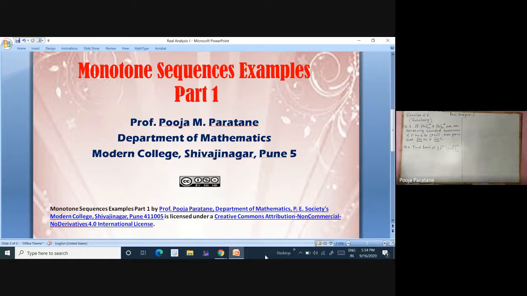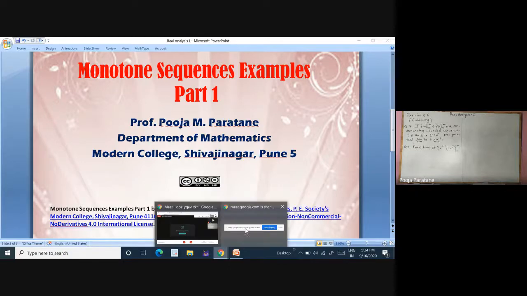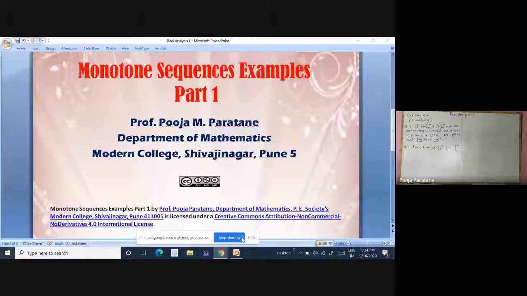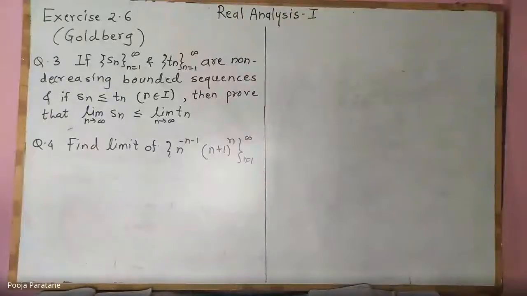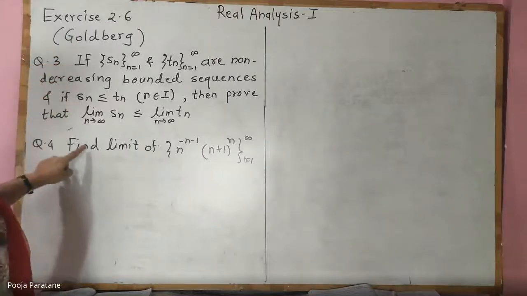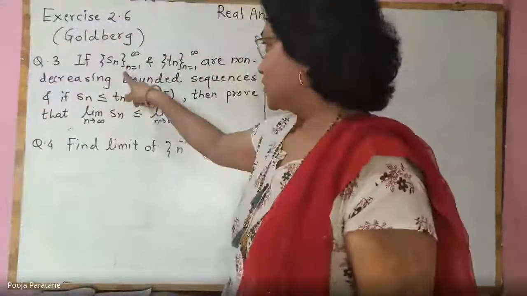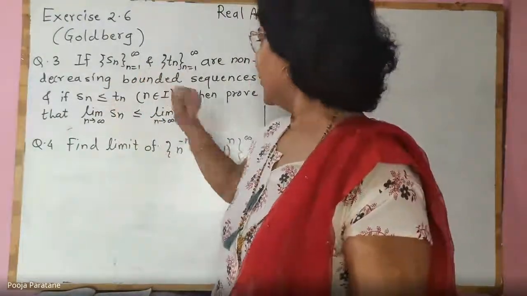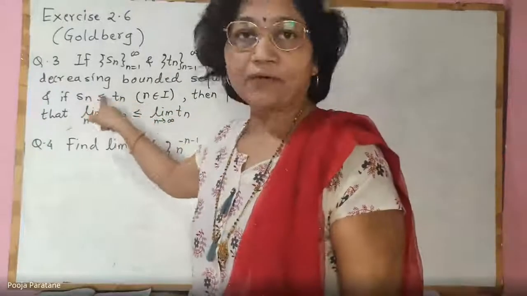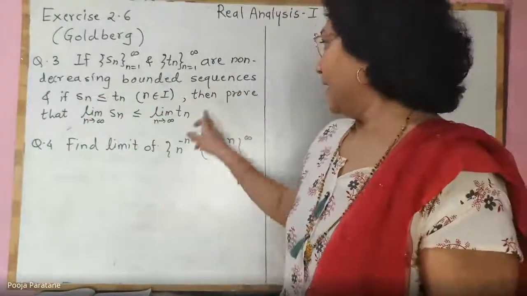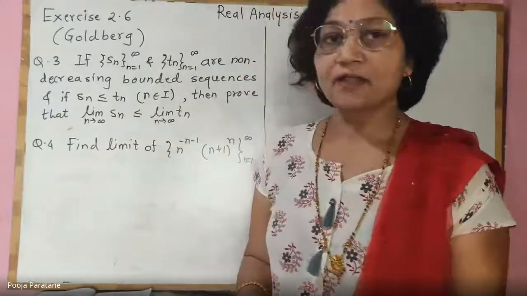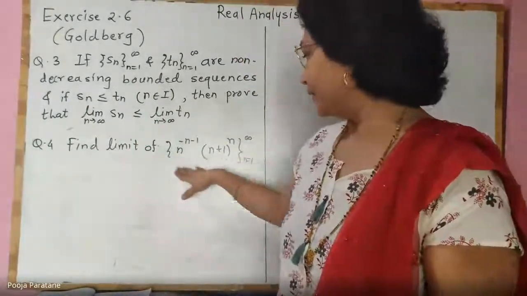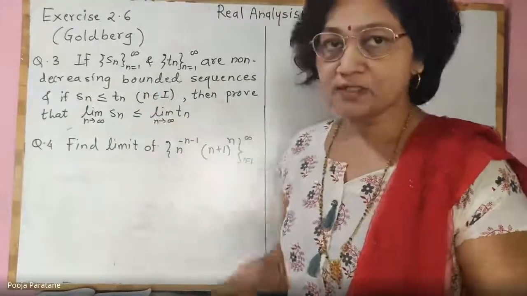Let us see this example. We are going to solve these two examples in this lecture. So in this first example, it is given that both sequences are non-decreasing as well as bounded. Also, one relation is given, that Sn is less than or equal to Tn, and we have to prove that limit of Sn is less than or equal to limit of Tn. And in the second, we have to find the limit of a sequence. So let us solve this question.